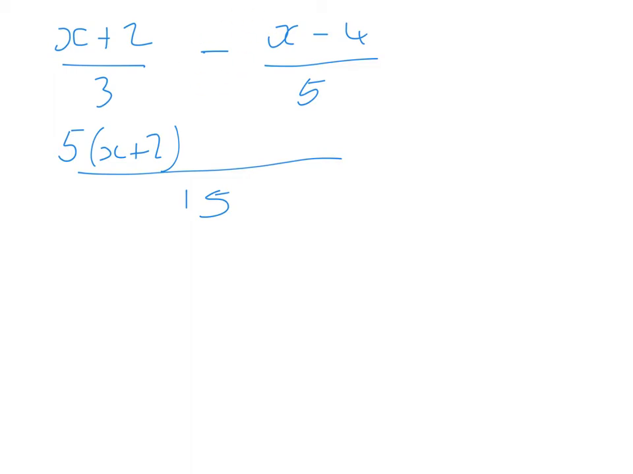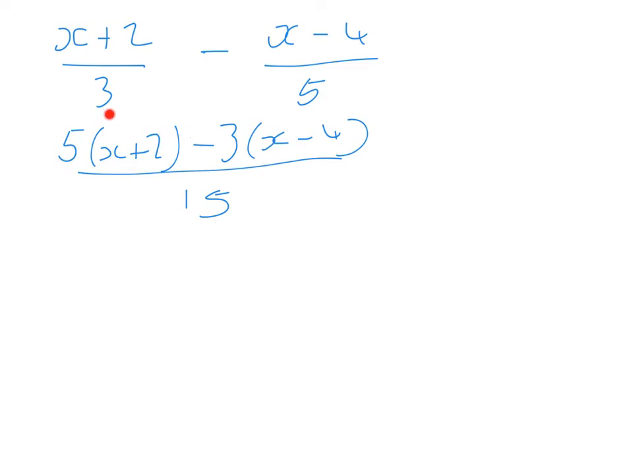Then we have to take down our minus. And then 5 into 15 goes 3 times. And we have brackets. And inside of the brackets, we put our numerator, which is x minus 4. Okay, so now we just have to multiply out the brackets and then simplify where we can.